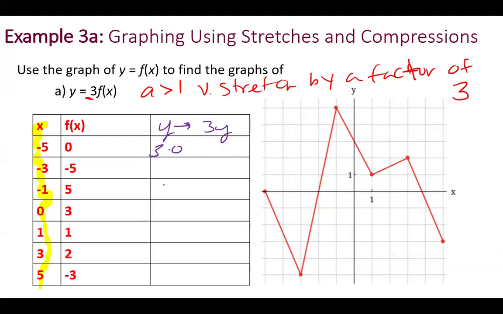So we have 3 times 0. We have 3 times -5. We have 3 times 5. And so on. So what's 3 times 0? 3 times -5.